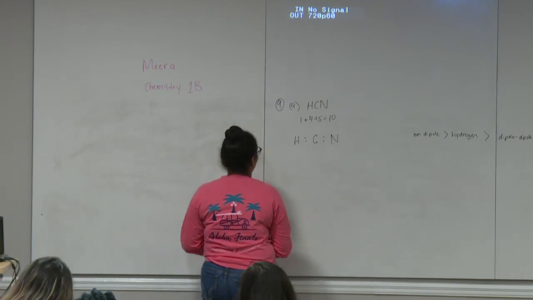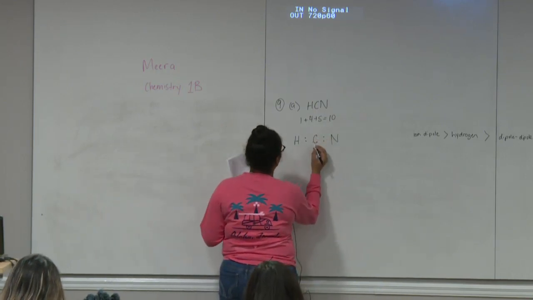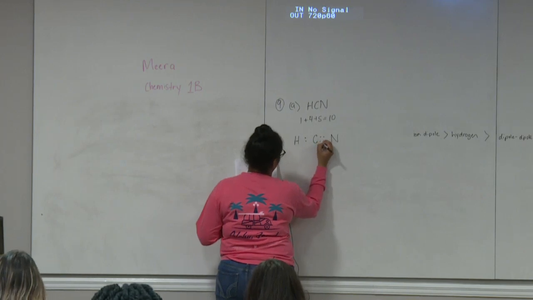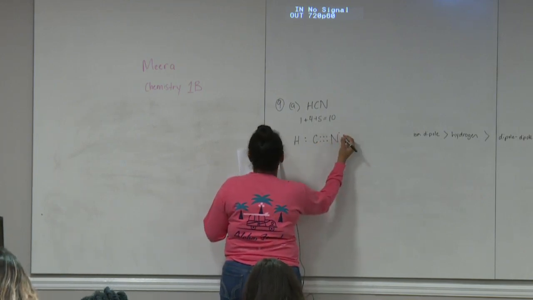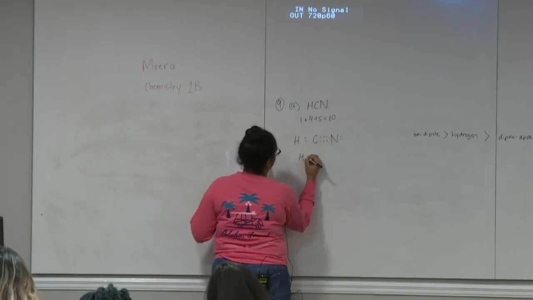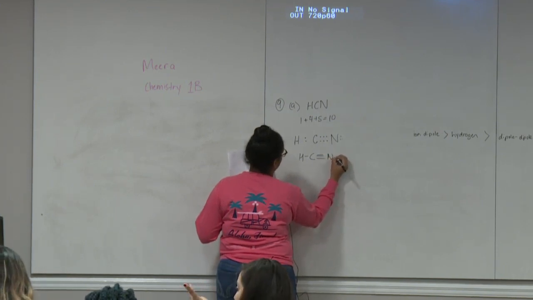So we've used up 4 electrons, and now we want to fill the octet. In order for carbon to be satisfied, it's going to want 4 bonds too. So we're going to give nitrogen and carbon a triple bond, and then nitrogen's going to have a lone pair. Basically, your Lewis structure will look like this.